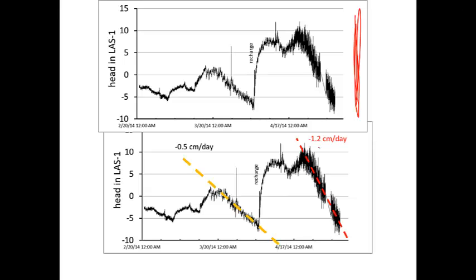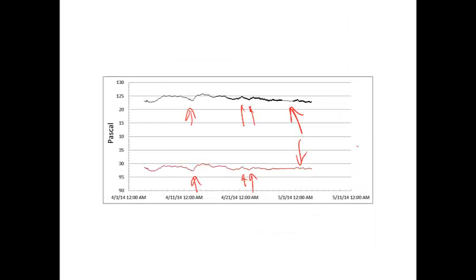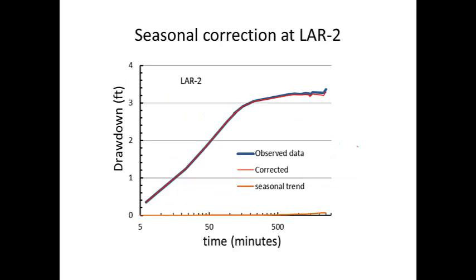Okay, so this will give us what we want, a regional or a seasonal trend, and we'll just assume that the water level is doing that throughout our test. Okay, so let's take a look at the data from LAR2. This is during the test, and this is elapsed time and the drawdown. So I plotted the observed data here in the blue line, and I plotted the seasonal trend there in the orange line.